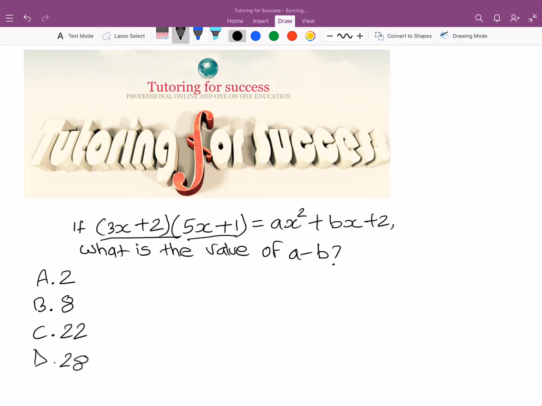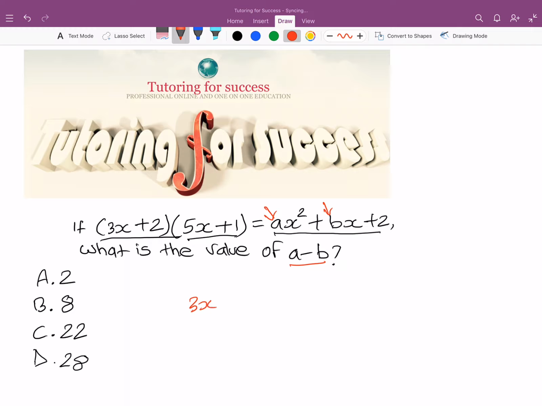which is equal to ax squared plus bx plus 2, and we're told to find a minus b. So basically, first I need to find the value of a and the value of b before I compute a minus b. So let's start.